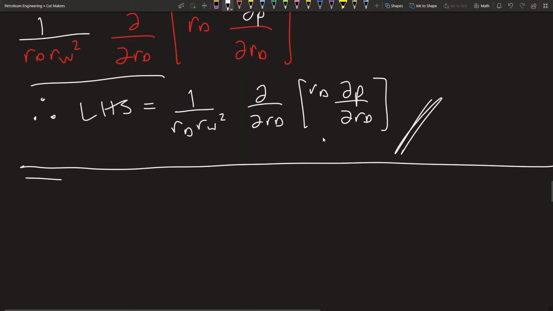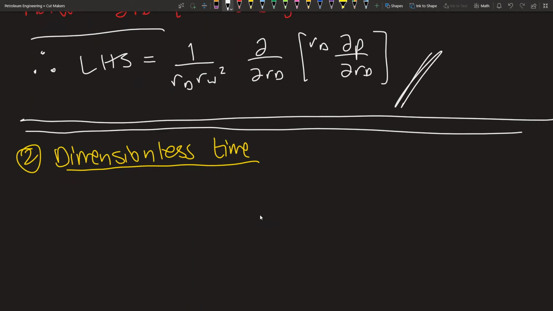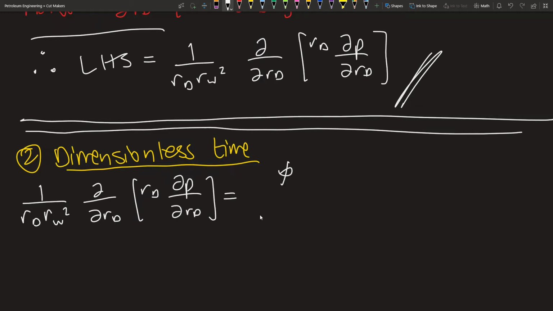So next step is we want to look at dimensionless time. Okay, let's rewrite what we already have. 1 over r sub d, r sub w squared, dou over dou r sub d, r sub d dou p over dou r sub d is equal to phi mu c sub t over 0.0002637k dou p over dou t.